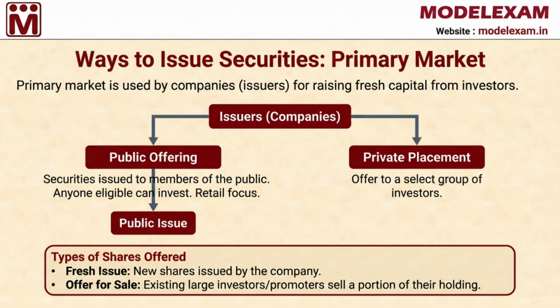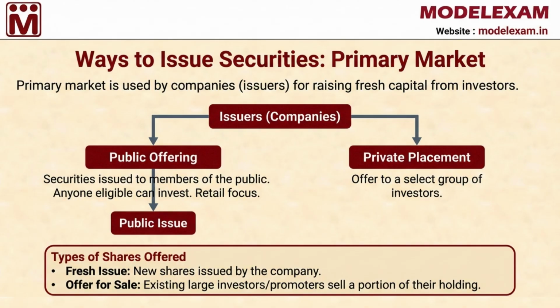Let us start by looking closer at the primary market, which companies use to raise fresh capital from investors. Now, a company known as the issuer has two main ways to do this. They can either make a public offering where they sell securities to the general public, or they can choose a private placement where they offer shares only to a select group of investors.